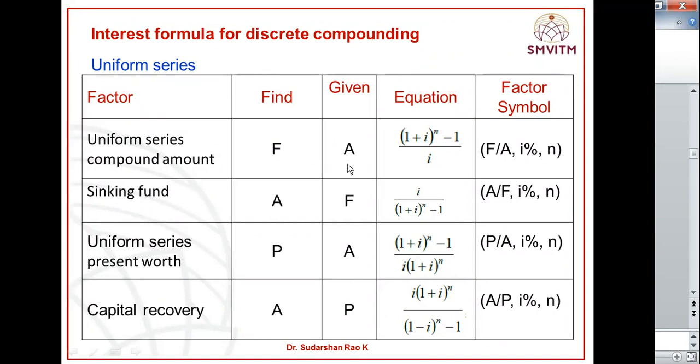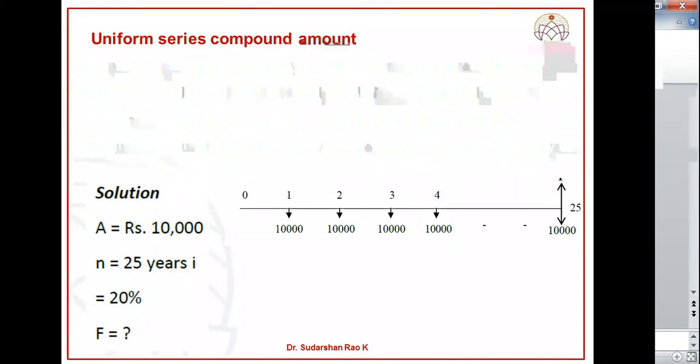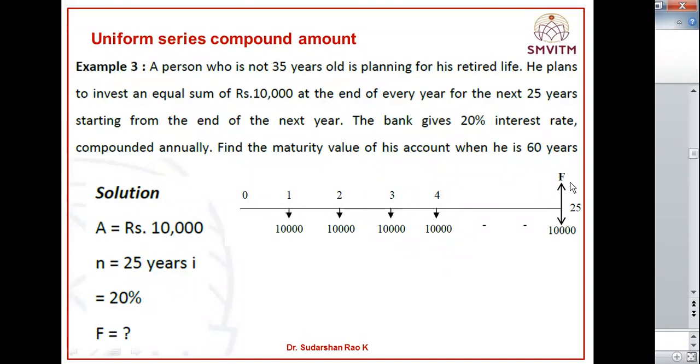Let's see some examples. The first one is the uniform series compound amount, where for the given A we find the future value F. For example, a person who is 35 years old is planning for his retired life. He plans to invest an equal sum of rupees 10,000 at the end of every year for the next 25 years. The bank gives a 20% interest rate, compounded annually. Find the maturity value of this account when he is 60 years old.